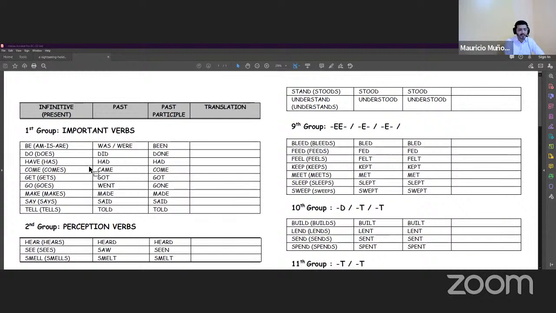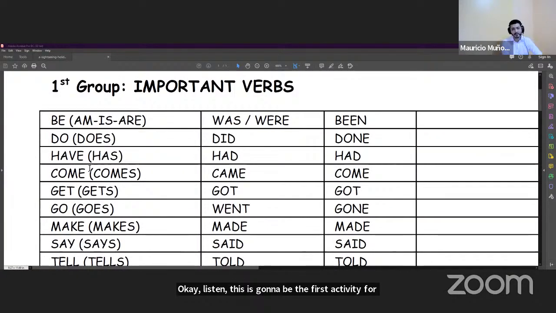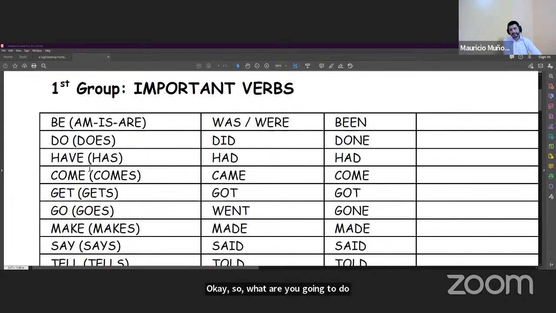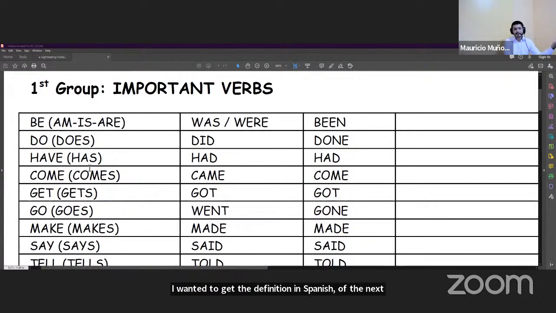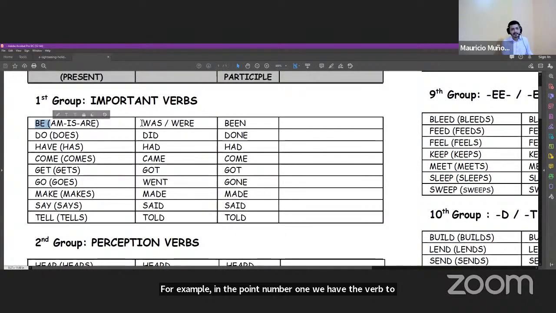Okay, listen, this is going to be the first activity for today. Well, it's actually the third activity for today, class, but this one is a written activity. Okay, so what are you going to do? I want you to get the definition in Spanish of the next verb. For example, in part number one, we have the verb to be. Be, present, past, and past participle.